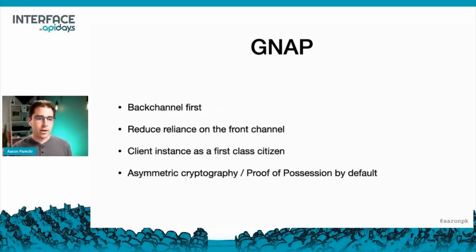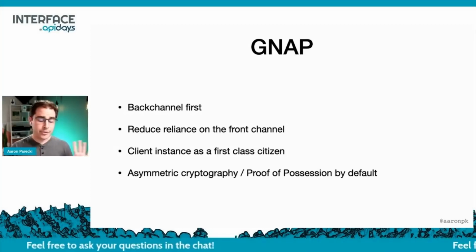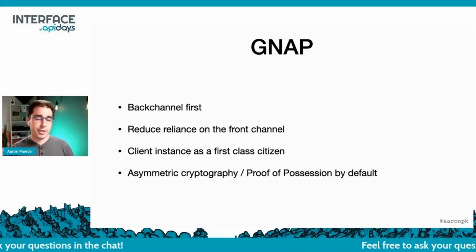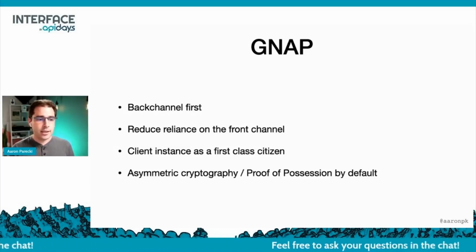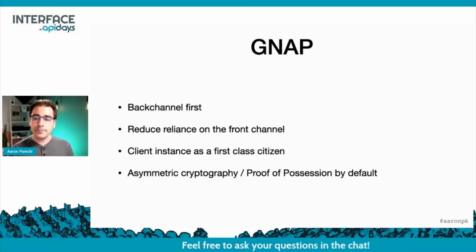Some of the principles there are back channel first, the idea of the client instance, meaning a particular install of an app on a phone or in a browser, that is a first-class citizen. It's no longer a concept that's kind of shoehorned in. And the asymmetric cryptography or proof of possession techniques are baked into the spec, and they're not necessarily extensions. So that work is also very much in progress. It's very early days, but you can participate in that if you are curious about it. All these links are on oauth.net.